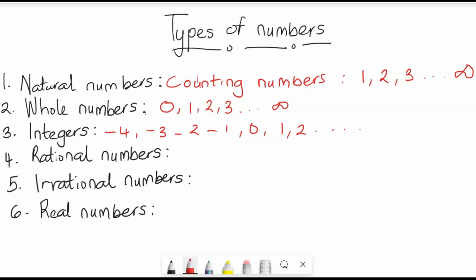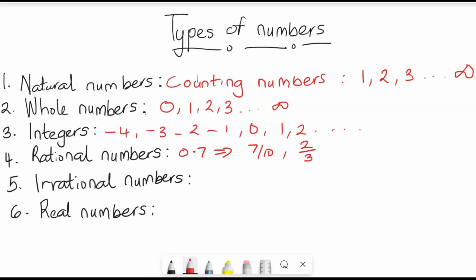The next kind of number we'll be looking at will be rational numbers. Rational numbers are numbers that can be written as fractions. So for example, you have your 0.7. It is a rational number because it could have been written as 7/10. Also, we have an example like even your 2/3.